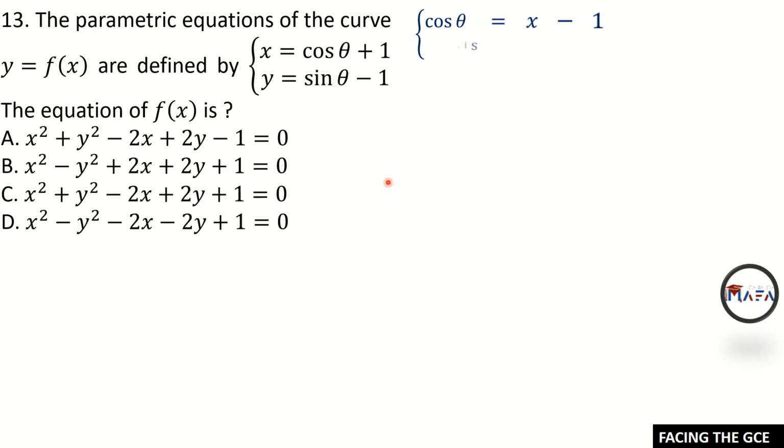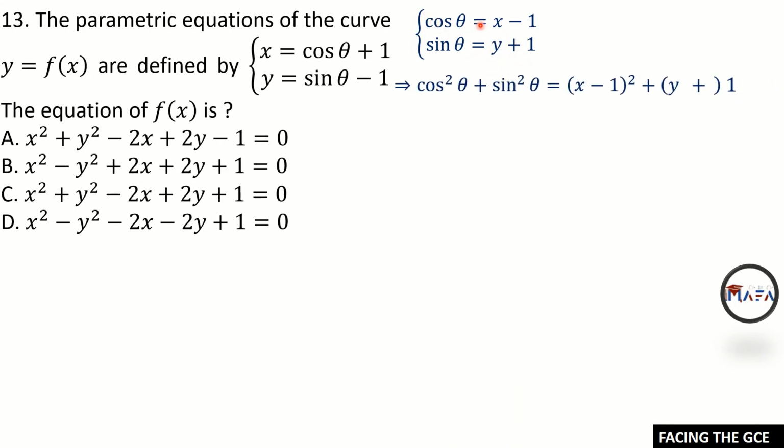So having x to be cos theta plus 1 and y to be sin theta minus 1, our cos theta is x minus 1 and our sin theta is y plus 1. If we square both sides and add, we get cos squared theta, which is x minus 1 all squared, plus sin squared theta, which is y plus 1 all squared. Simplifying the right hand side, first we have x squared minus 2x plus 1. Simplifying this, we get y squared plus 2y plus 1.